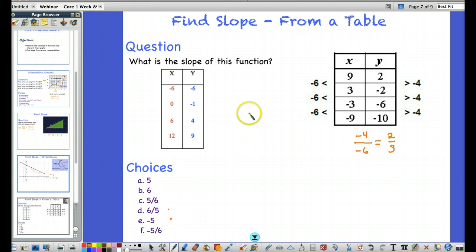You guys ready for this? What's the change in Y? Good. 5. What's the change in X? Ah, and remember what slope is? What over what? What's our rise? What's our run? Yay. So it's C, you guys. You were close. You were close. It's C. C is our correct answer.